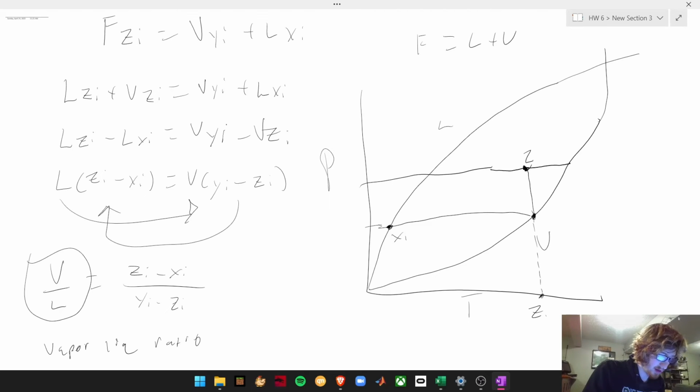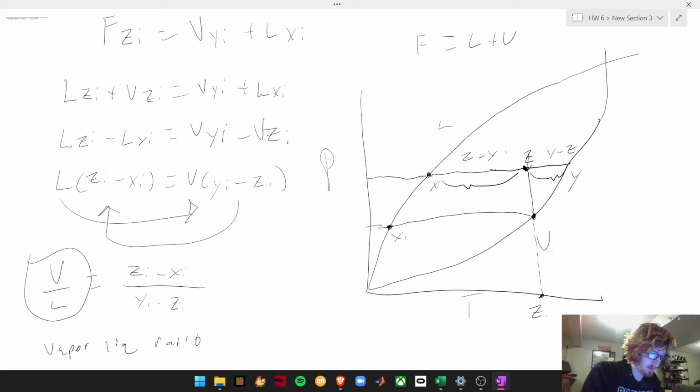So here's our Z, our total moles. Here's our X. Here's our Y. We can see how the ratio between the distances from Y and X to Z change over time. So this would be X minus Zi, or more accurately it'd be Zi minus X. And this is Y minus Z.